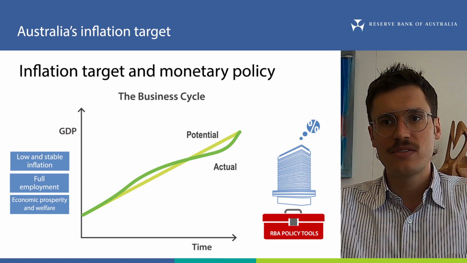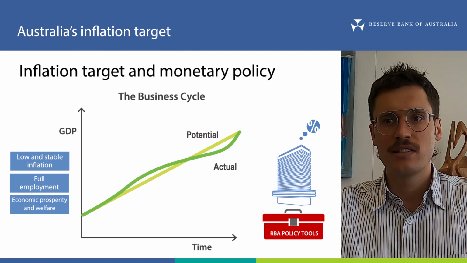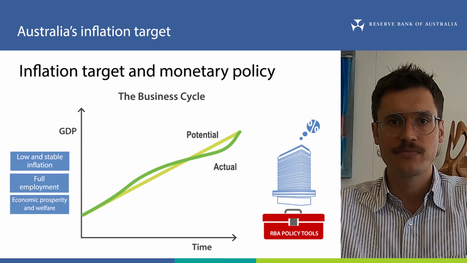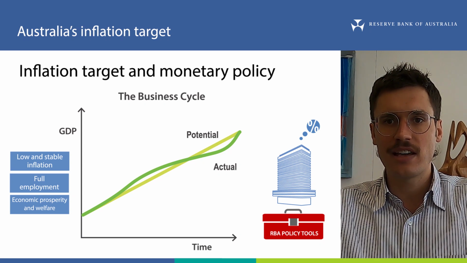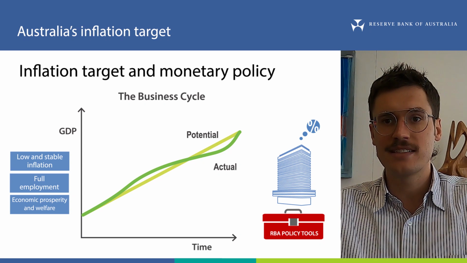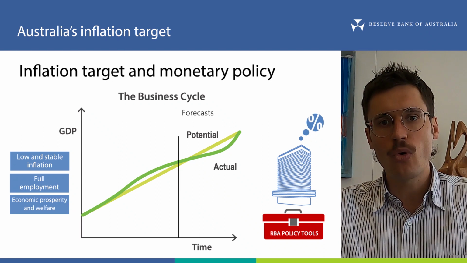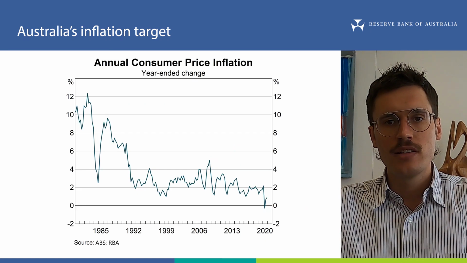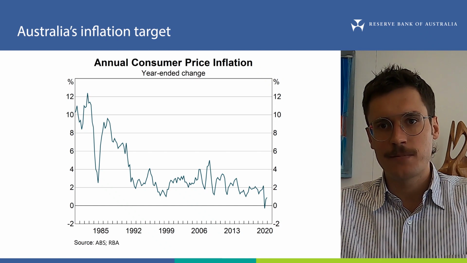Recall in our previous video, we discussed how it takes time for adjustments in monetary policy to have their full effect on the economy, around 1 to 2 years. Because of this, the board will not only consider the value for inflation and other economic indicators today when they set monetary policy, but also what the RBA forecasts these indicators to be in the future. So now that we're up to speed with the inflation target, let's take a quick look at some data.